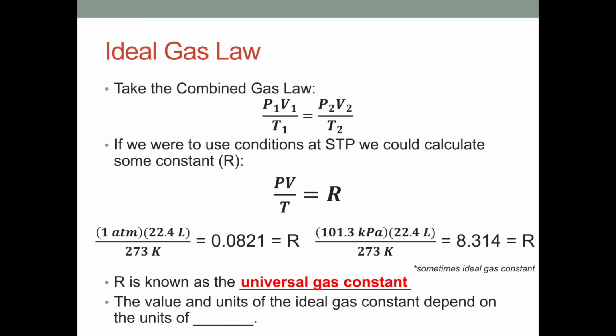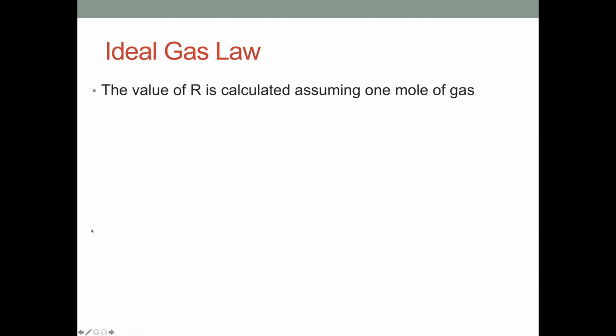So the value and units of the ideal gas constant depend on your units of pressure. There are different values for R just depending on which units of pressure you're using. So you could memorize just one R and always convert to, say, atmospheres, or you could just convert your units of pressure to whatever units of R you have. Going either way, there are different R's depending just on that unit of pressure. The value of R is calculated assuming 1 mole of gas. That's why we can use molar volume.